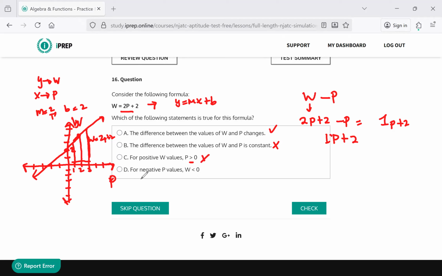For negative P values, W is negative? So negative P values, no. If you have -1, the W value is positive here. If you continue going negative, it could definitely become negative, but not always negative. So this is not always true. So the correct answer is A.